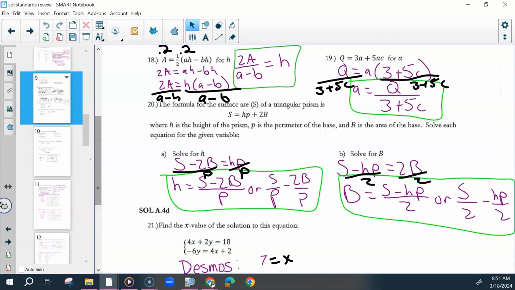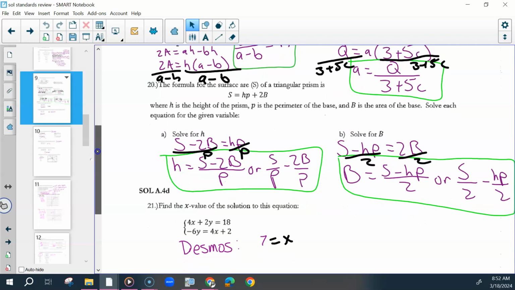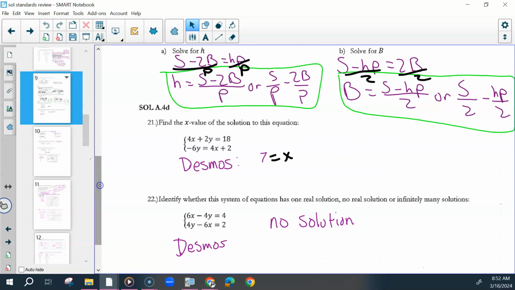And then I'll go down to this second. All of your systems questions you could put in Desmos, find where they cross. So the answer to 21 was x equals 7 or 7 equals x. (22) was no solution. Once you finish that, go on to the next page.